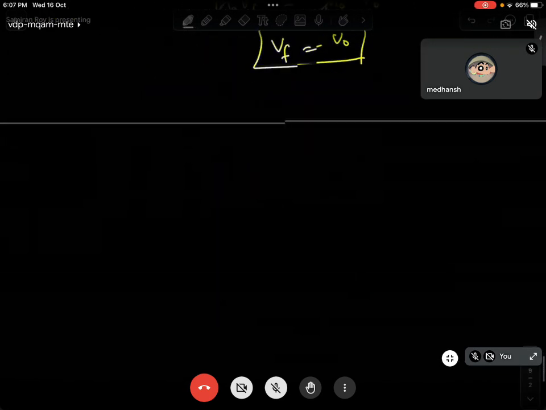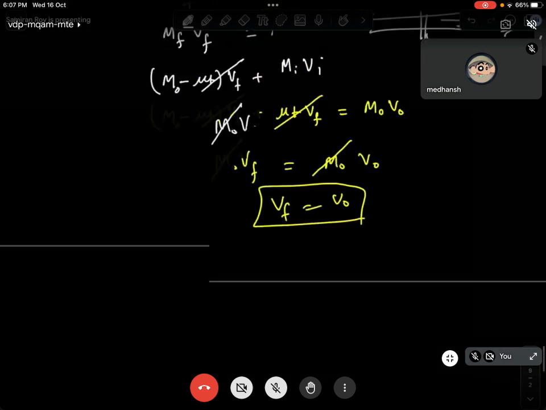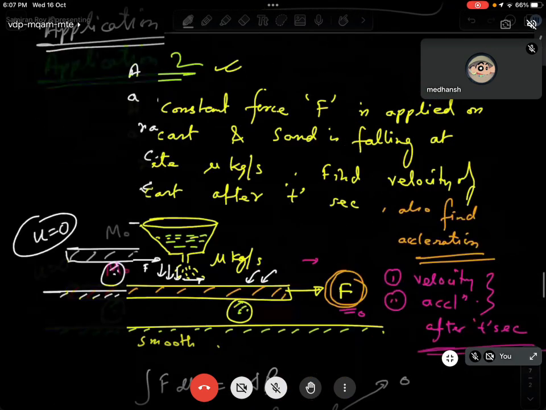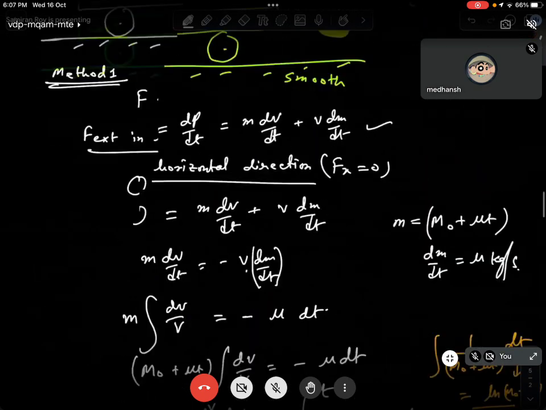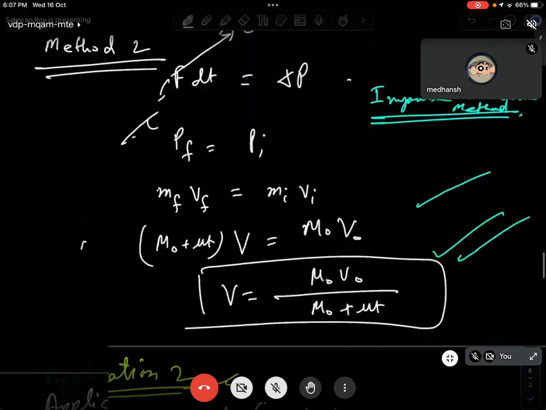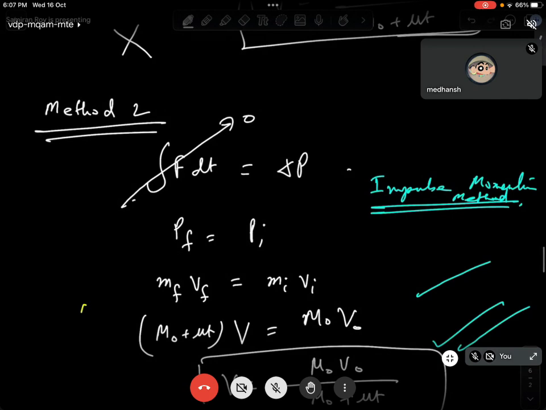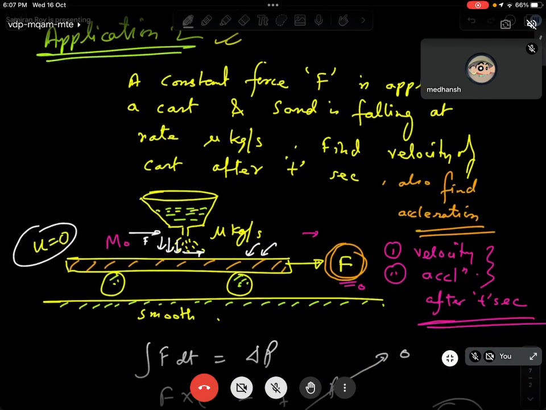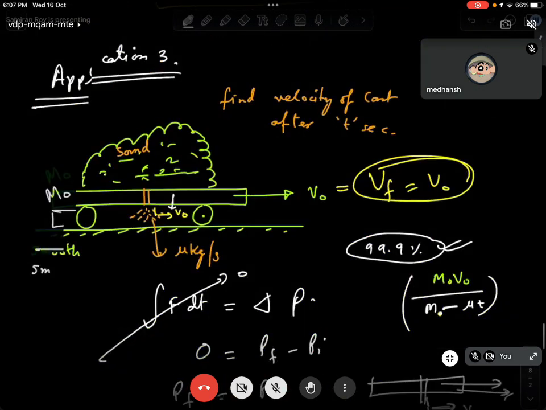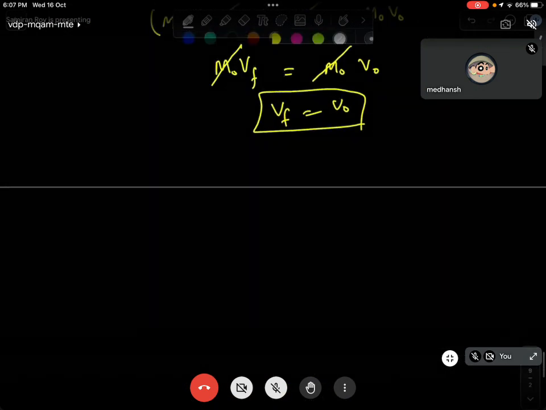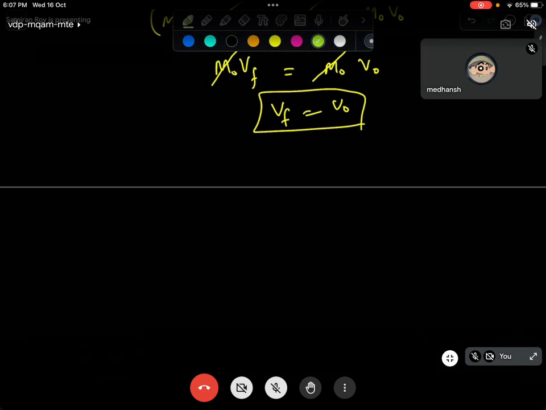Okay. Now the same problem. See, first we did two problems. First problem, what I told: mass is dropped, velocity is v naught. Second application, I told: mass is dropped but given a constant force. Now third application, I told: mass is dropped, velocity is constant. Now I'll give: mass is dropped and force is also applied.